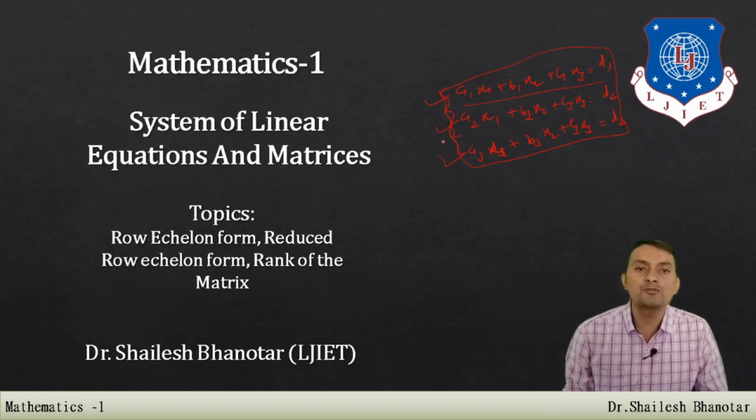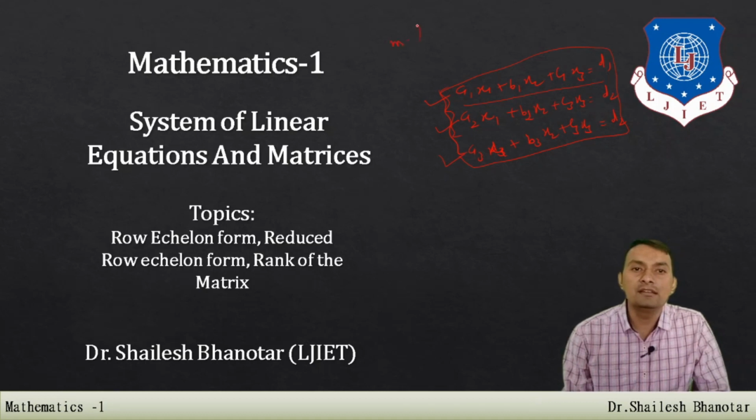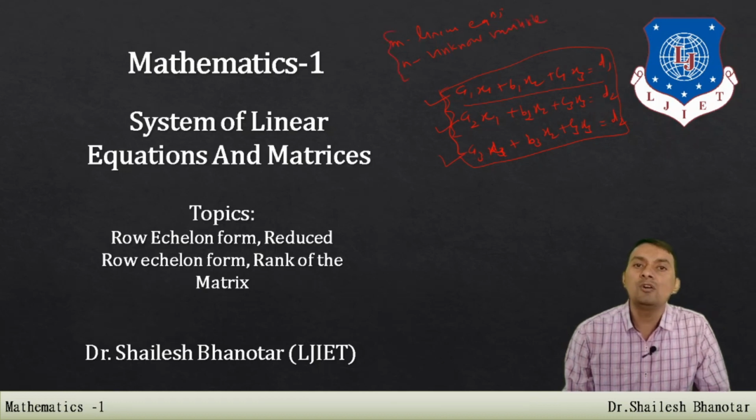Suppose you want to solve this kind of system, you are familiar with the elimination method, and the second one is the determinant method. But there are two other methods based on which you can also solve this system. Suppose you are given m linear equations and n unknown variables, that also you can solve by the Gauss elimination and Gauss-Jordan elimination methods. And those methods we are going to learn in this chapter.